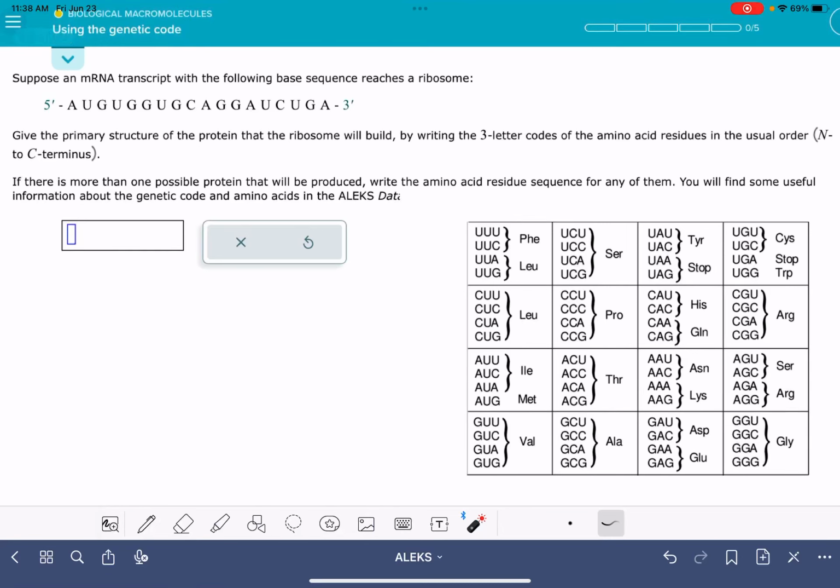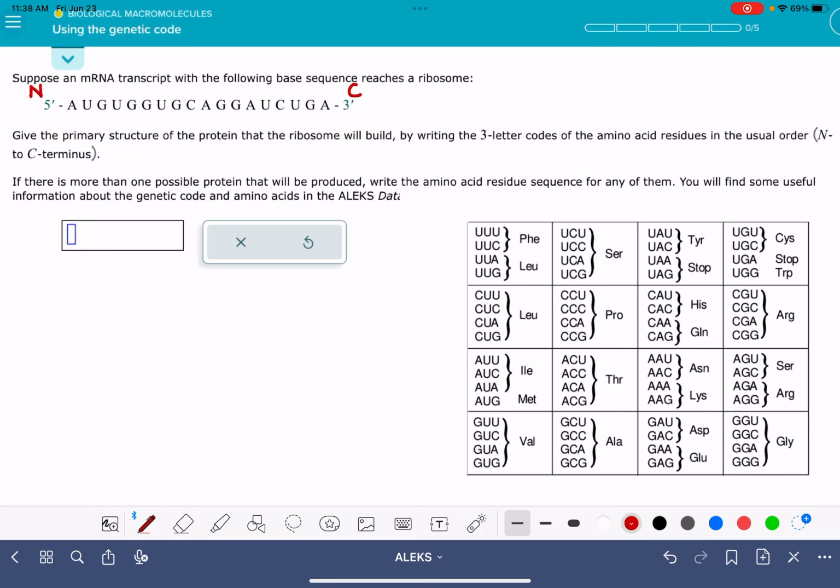In this video, we're going to work on the ALEKS problem called using the genetic code. This problem is going to give you a portion of mRNA written from the 5' to 3' direction, and it wants us to write out the primary structure of the protein that would come from this strand of mRNA. It wants us to write it from the N to C direction, which is great.